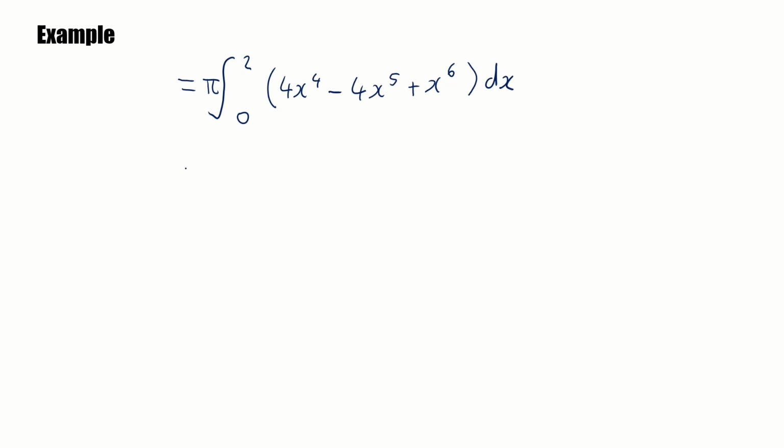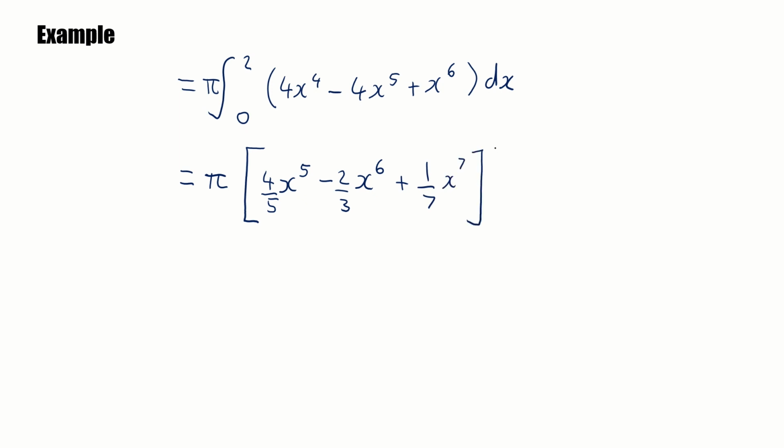Cool. So then giving ourselves a bit more room on another page, we proceed to integrate. Don't forget that pi out the front, but then we're going to have x to the power 4 integrating to x to the power 5, dividing by the new power to get a coefficient of 4/5, and then the x to the power 5 integrating to x to the power 6, minus 4 divided by 6 is minus 2/3, and then lastly we're going to have 1/7 x to the power of 7. And of course still the limits 2 and 0.